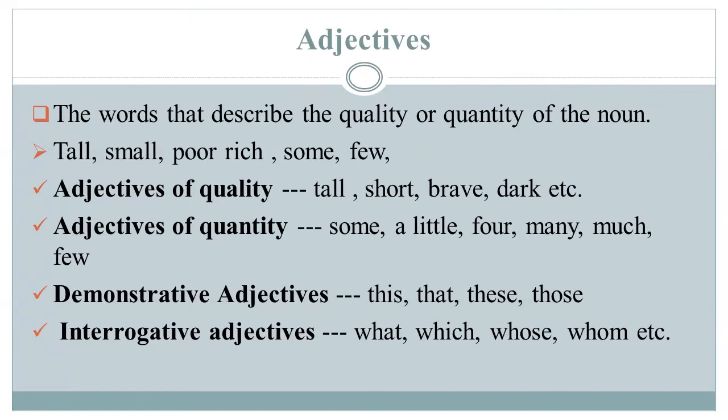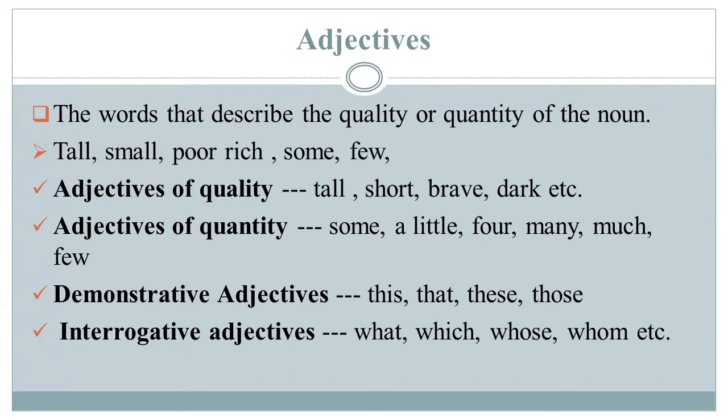How many days did you stay in Denmark? How many days? Adjective of quantity. Many. So it describes noun days. So this is many is adjective of quantity. This chair is broken. This also points towards the chair and the chair is noun. This is demonstrative adjective. Which road should we take? Interrogative adjective asking about the noun. Which road?